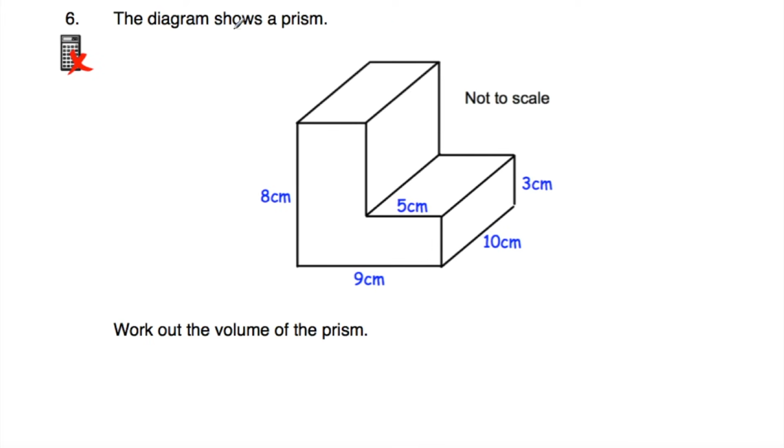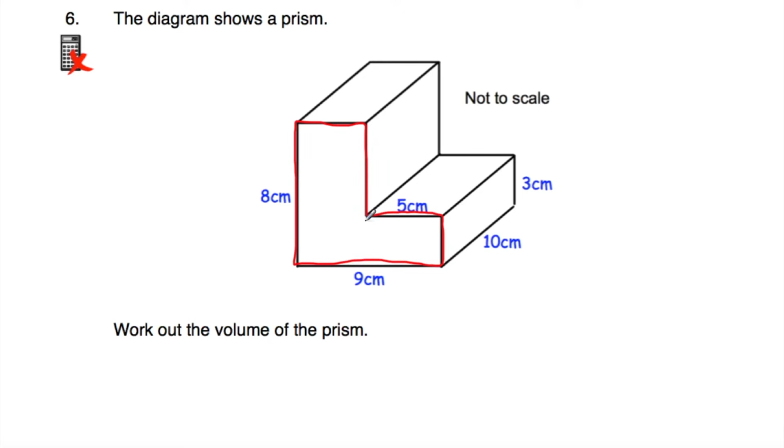So question number 6, we've been given a diagram of a prism. So we've got this L-shaped prism, and we've been asked to work out the volume of the prism. So we want to find the area of the cross section. So the cross section is this L shape here. I'm just going to highlight it here. So this is what we want to find the area of. That's the cross section, and then we're just going to times it by 10, the length of the prism. So let's find the area of this shape here.